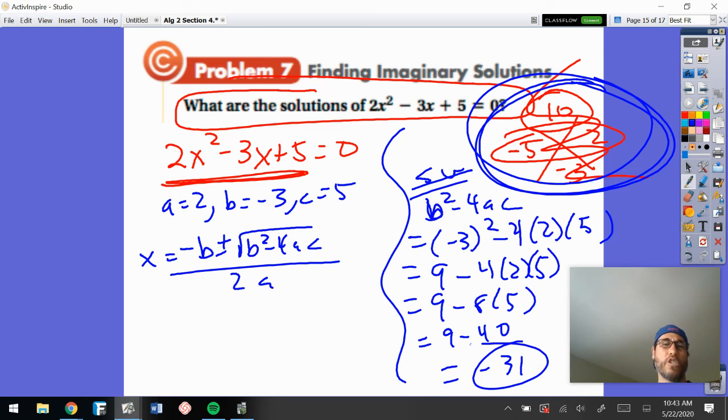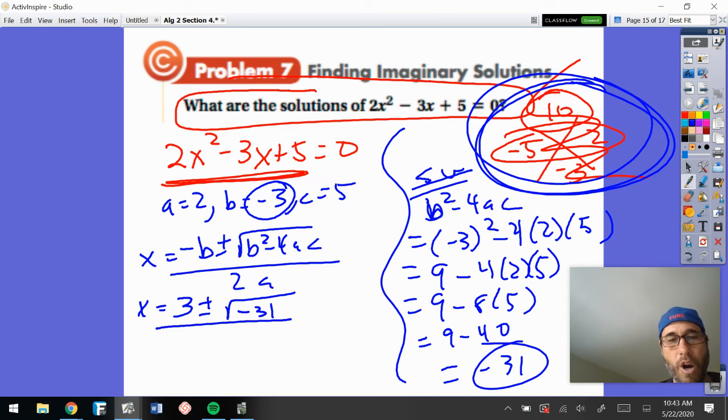But now, since we're smarter and we're in algebra 2 and we're building stuff in that toolbox, we can handle this. Now, how do we handle this? Well, we go x equals the opposite of b. What's the opposite of a negative 3? It's a positive 3. Plus or minus the square root of negative 31 all over 2 times a.